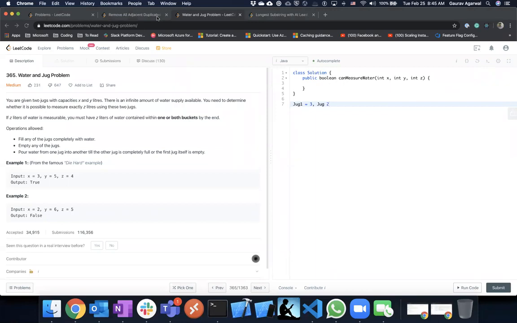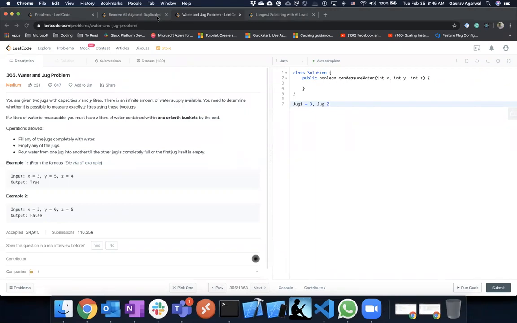Okay, so let me take over. Here it's written that the operations allowed are: fill any of the jugs completely with water, empty any of the jugs, and pour water from one jug to another till the other jug is completely full or the first jug itself is empty. So we can do any of these three operations.